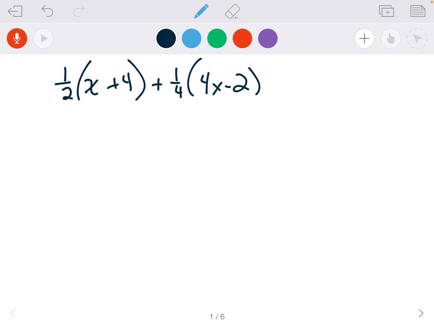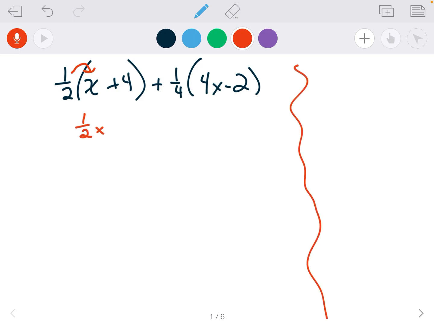Now, following order of operations, we're supposed to do parentheses first, but notice that we have unlike terms inside parentheses, so we can't combine this. So we're going to start with the distributive property. I'm going to take the 1/2, I'm going to multiply it by a positive x, which gives me 1/2 x.